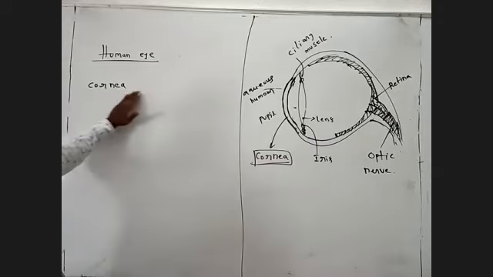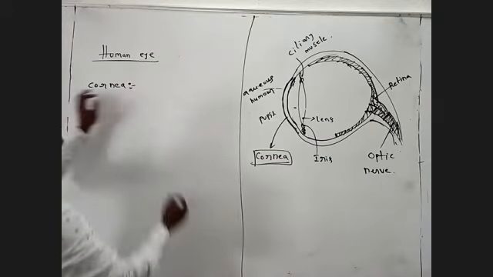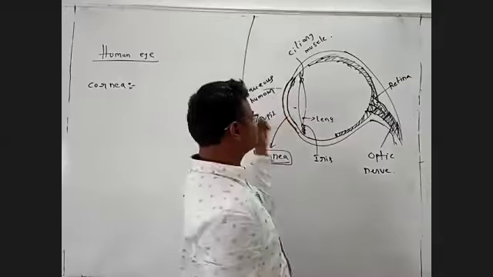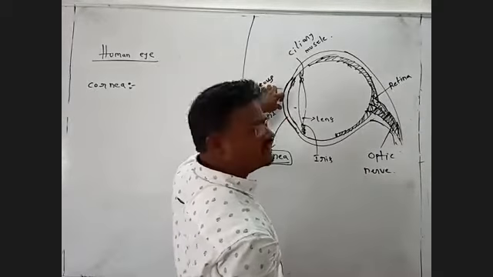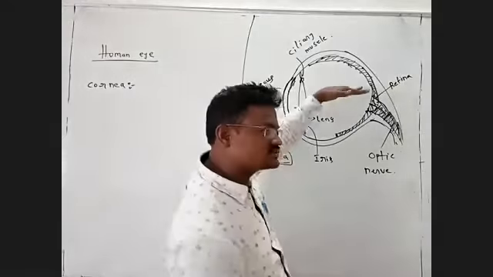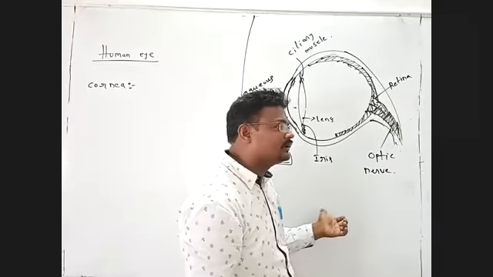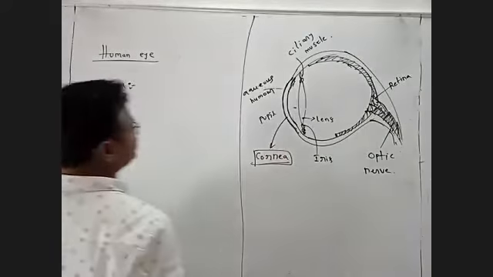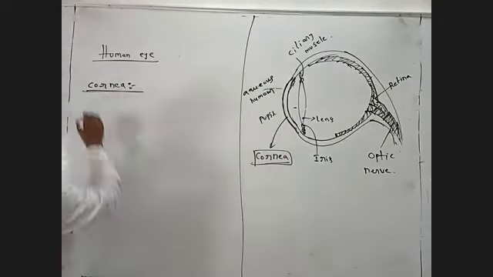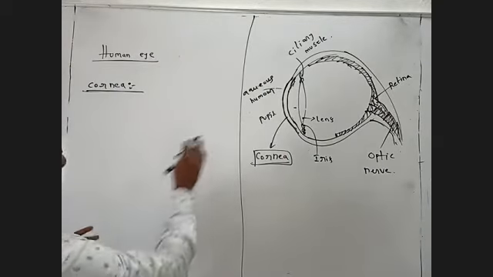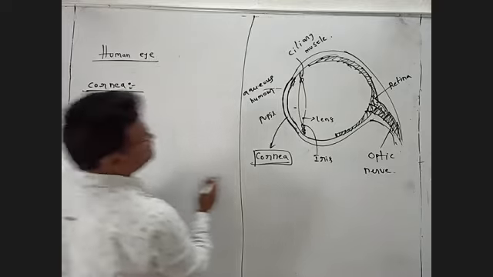So what is the use of this cornea? It allows the light to fall through the cornea. Cornea allows the light. So that is the cornea. Next, I'm going to explain the iris and pupil.